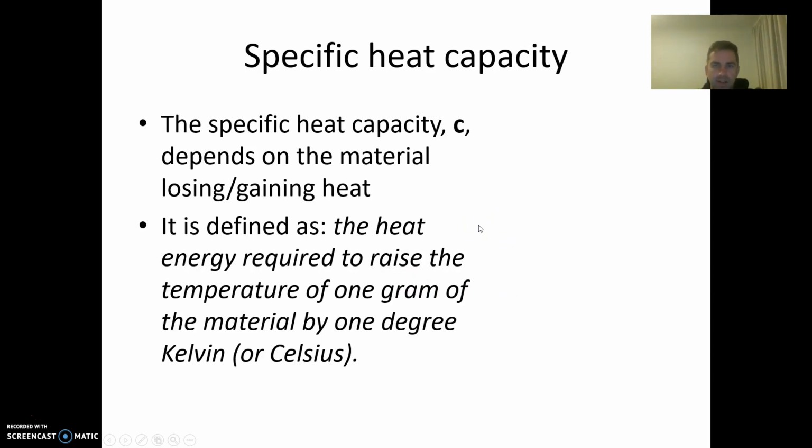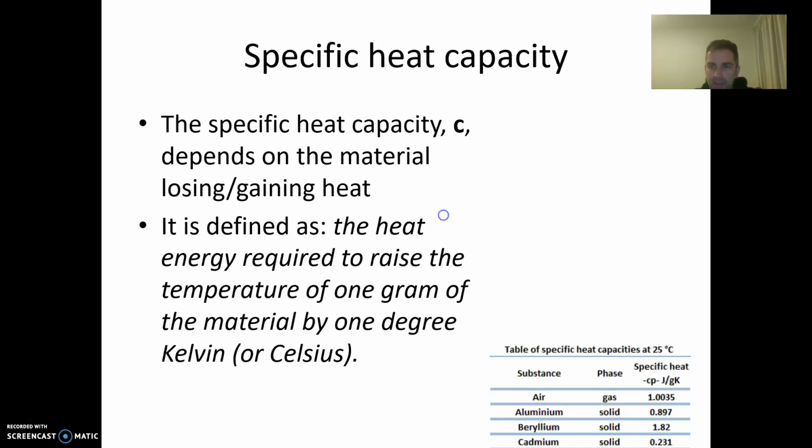So what is this value C, the specific heat capacity? Well, like I said, it depends on the material that is losing or gaining heat. And it's defined as the heat energy required to raise the temperature of 1 gram of this material by 1 degree Kelvin or Celsius, because they go up and down by the same amount.